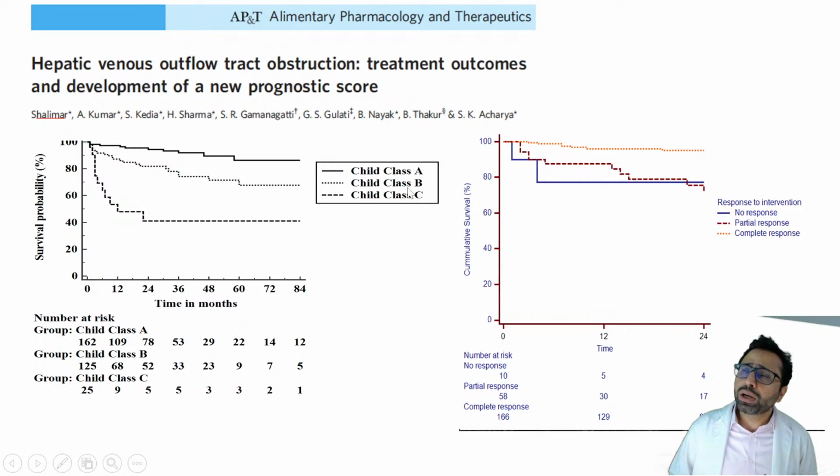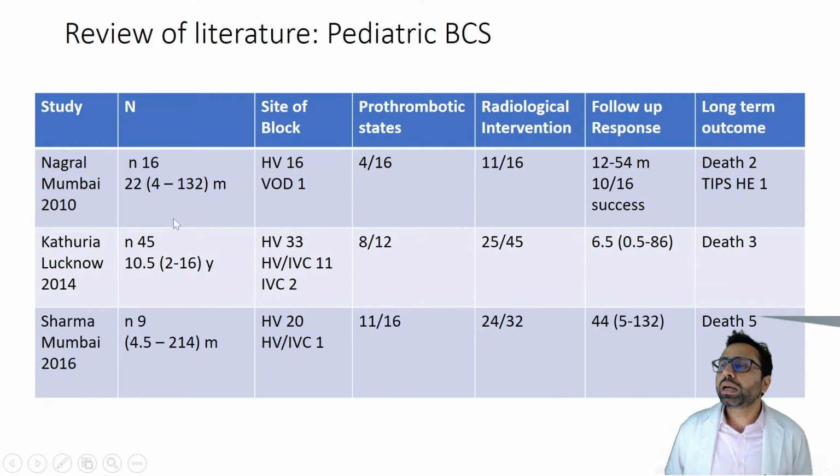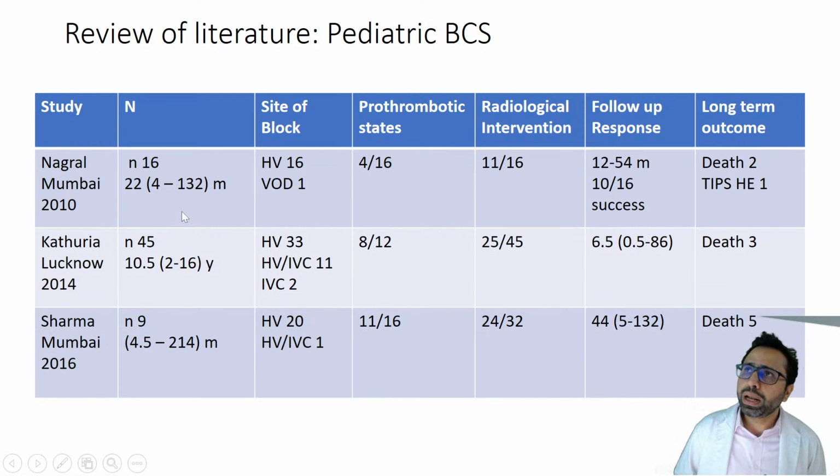Now, if you compare it to the largest series in the world published from this hospital in adults, it's about 700 cases. So similar outcomes, about 70 to 80% survival. If you look at other literature on Budd-Chiari from India and worldwide, looking at interventions, starting in 2010, 11 interventions, 25, 24. The ages were a little bit older.